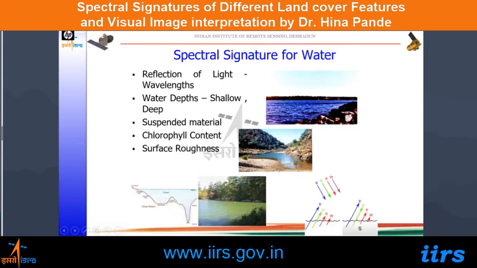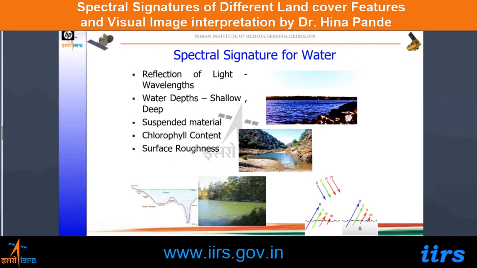Then we come to the spectral signature for water. This will also be affected. The water bodies will reflect differently, and different physical features will be affected. So whether the depth of water is shallow or deep. When we observe near the coast, the suspended material will also contribute to the reflectance.